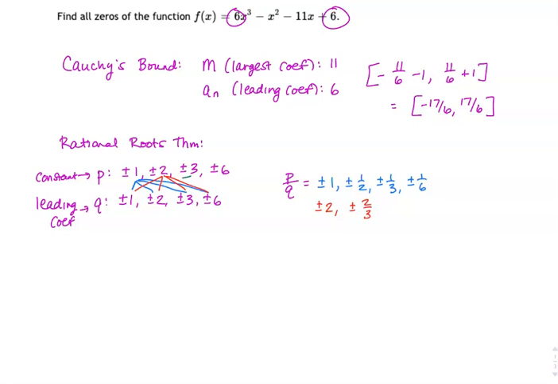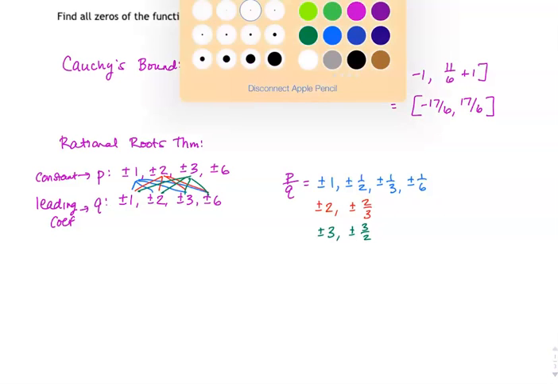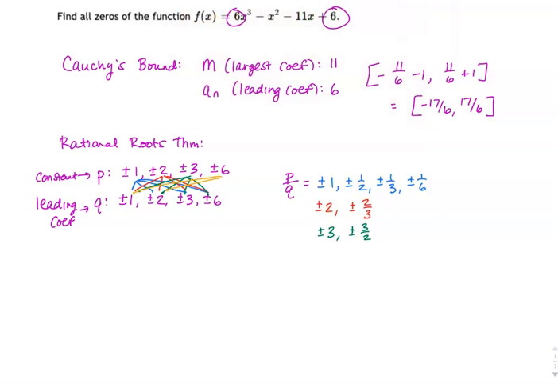Let's do it again. 3 divided by 1, divided by 2, divided by 3, and divided by 6. So 3 divided by 1 is 3. 3 divided by 2 is 3/2. 3 divided by 3 is 1. We've already got that in our list. And 3 divided by 6 is 1/2. We've already got that in our list. So one last time, 6 divided by each of our values of q. So 6 divided by 1 is 6. 6 divided by 2 is 3. We've already got that. 6 divided by 3 is 2. We've already got that. And 6 divided by 6 is 1.